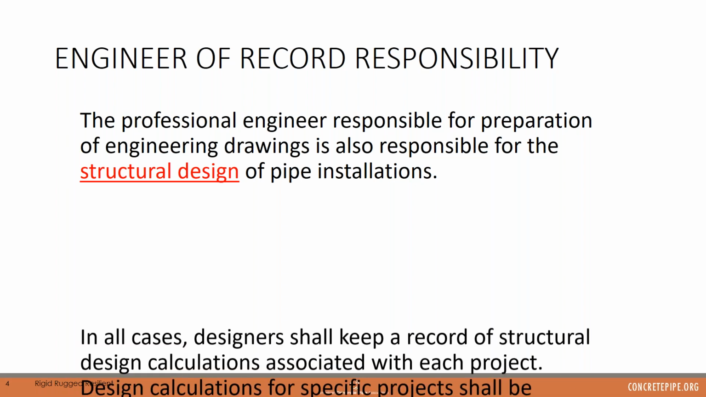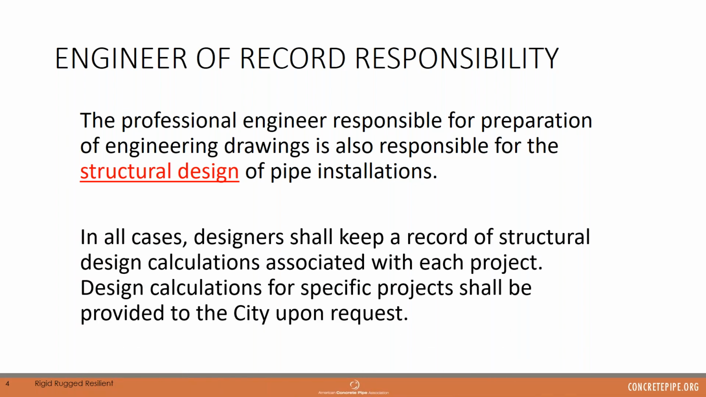And some clauses will go on to say that in all cases, designers shall keep a record of structural design calculations associated with each project. Design calculations for specific projects shall be provided to the city upon request. So again, it's just a reminder, especially to professional engineers, that there is a standard of care that you have to be mindful of.